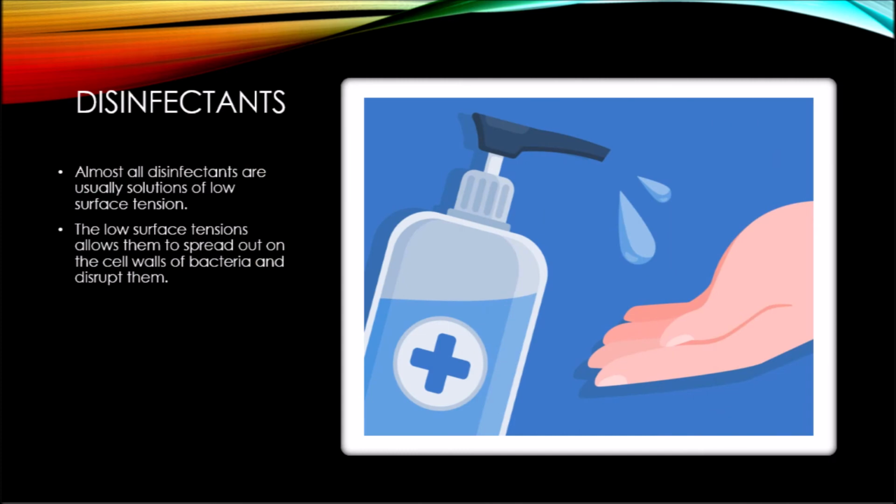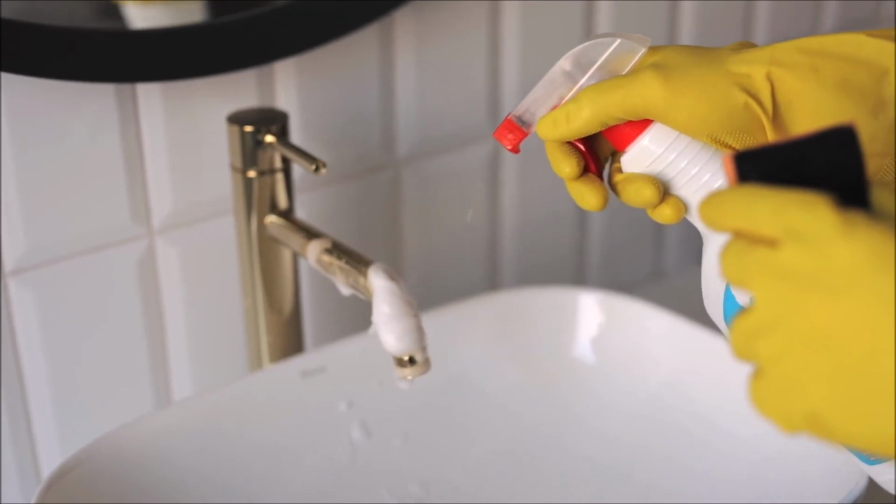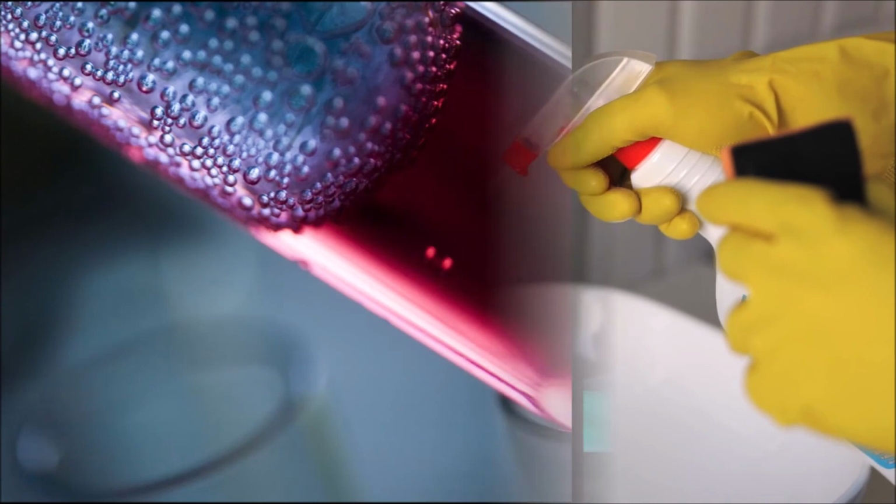Similarly, surface tension is also applied in disinfectants. Usually, disinfectants contain solutions of low surface tension, like alcohol. The low surface tension allows the fluid to spread out more effectively to the cell walls of bacteria and disrupt them.